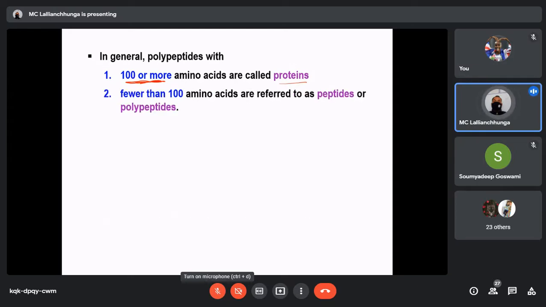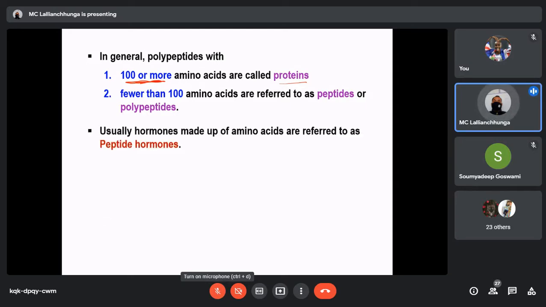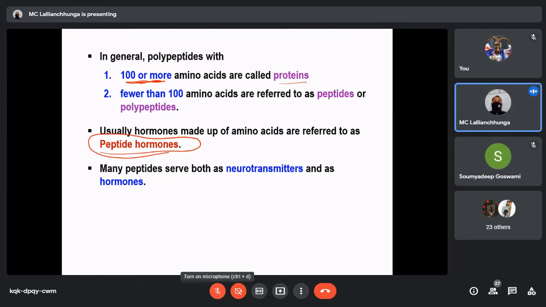Fewer than 100 amino acids are referred to as peptides or polypeptides. Remember this one: usually hormones made up of amino acids are referred to as peptide hormones. So, as I told you, we will simply address this class of hormone as peptide hormones. Many peptides serve as both neurotransmitters and hormones. When we say peptides, here it is not peptide hormones. Peptides are composed of amino acids, and may be neurotransmitters or hormones. If it is a hormone, we call it a peptide hormone.